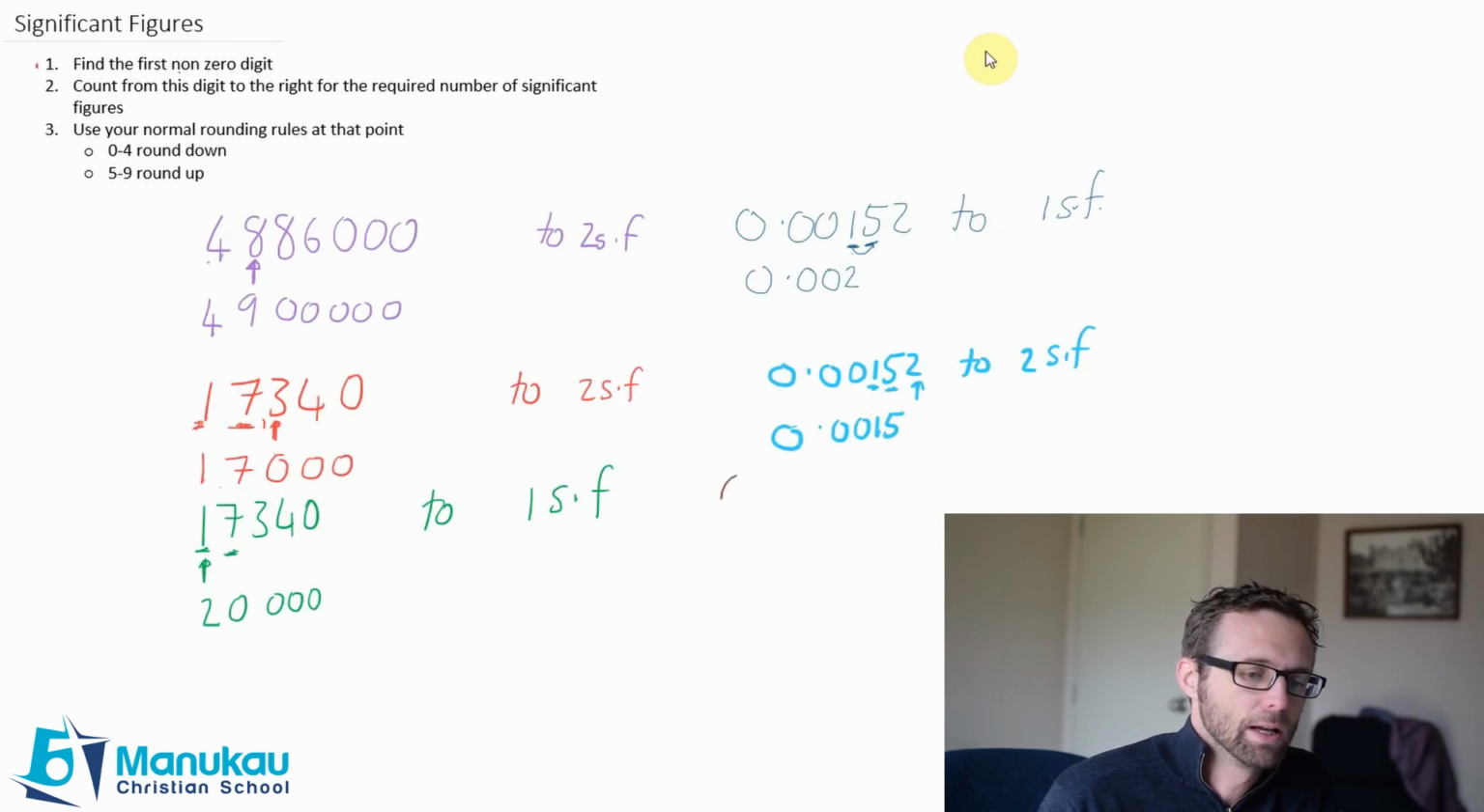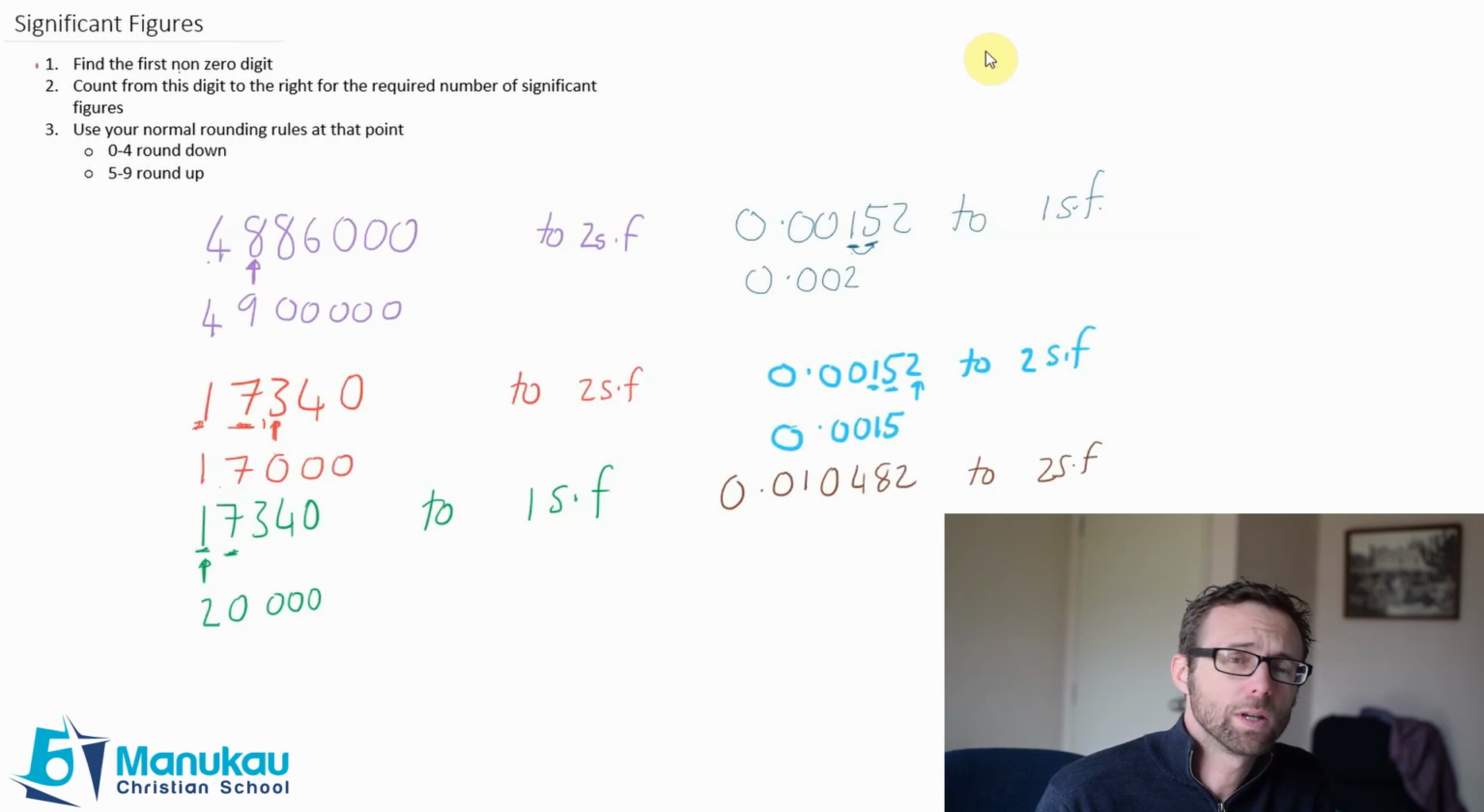All right, we'll try one more. Okay, here we go. 0.010482, and I want this to two significant figures. What do we do here? Rule 1, find the first non-zero digit. My first non-zero digit is this one here. Now, rule 2, I count from this digit to the right for the required number of significant figures.